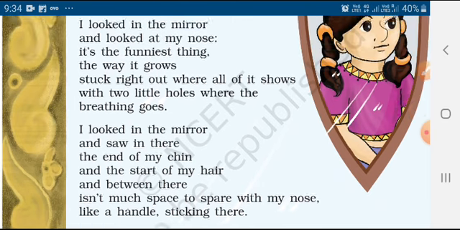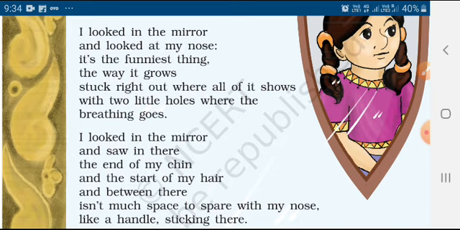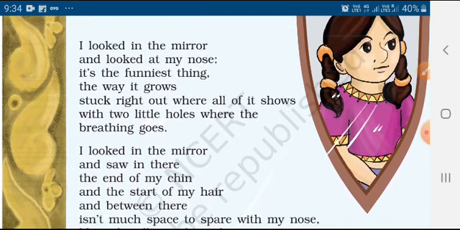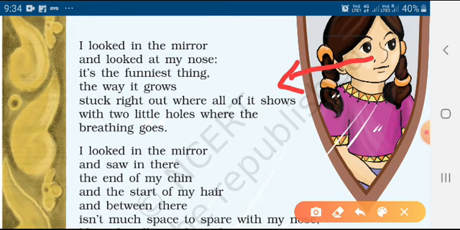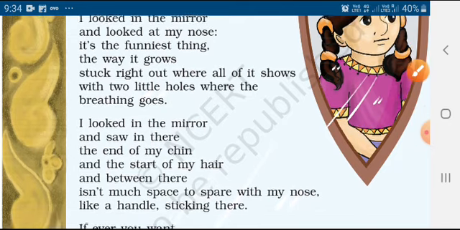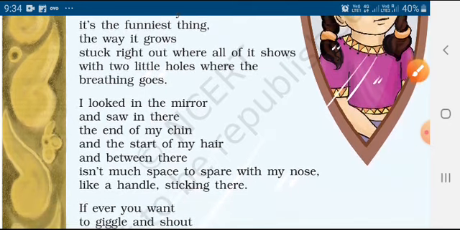So my nose is looking like a handle and it is stuck here in my face. She is saying there is not too much space between lips and nose, and my nose seems like a handle which is stuck in my face. Okay, in Hindi also. So I looked in the mirror.